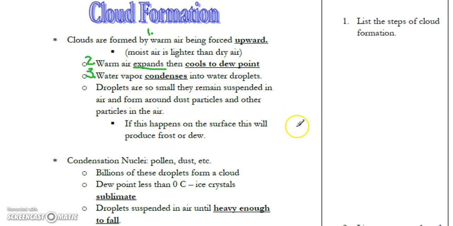Now, droplets are really small, so they will remain suspended in the air, and they're going to form around dust particles and other particles in the air, okay? So these droplets are going to attach themselves to things to remain suspended in that air. So this is step four. But one thing we want to add to step four is that these particles they're attaching themselves to in the air are called condensation nuclei.